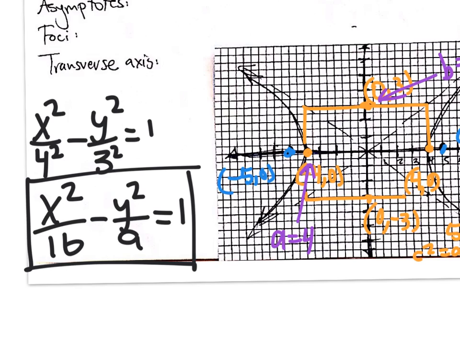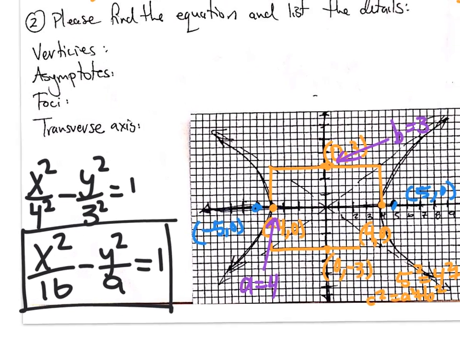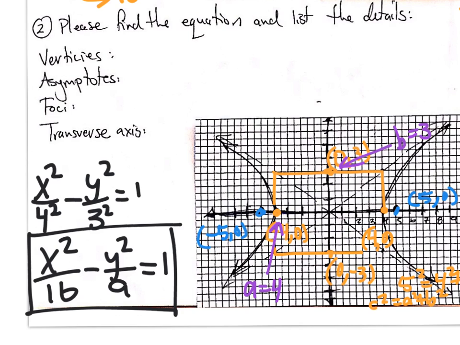And then we're going to just label this information, make sure we know what we're talking about. The vertices are here. So we could list those coordinates. So it doesn't get too messy, we're going to have a smaller marker. So negative 4, comma 0, and 4, comma 0.